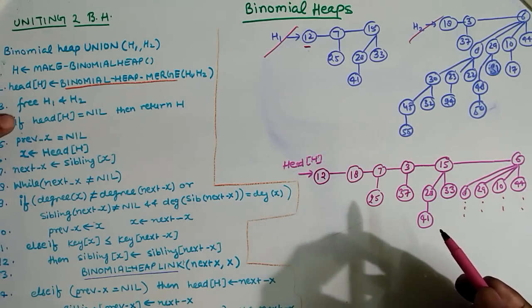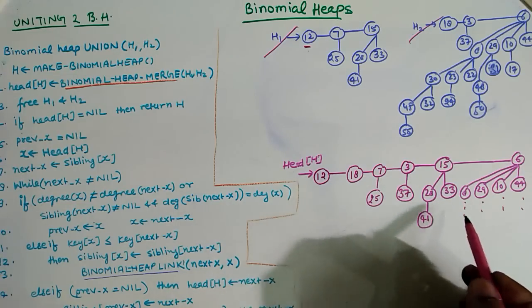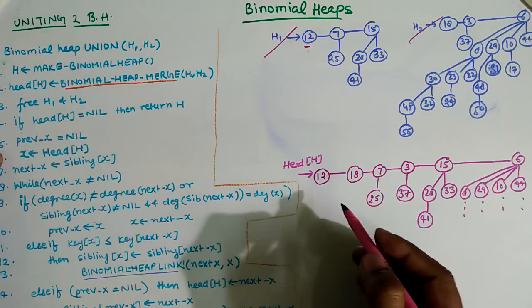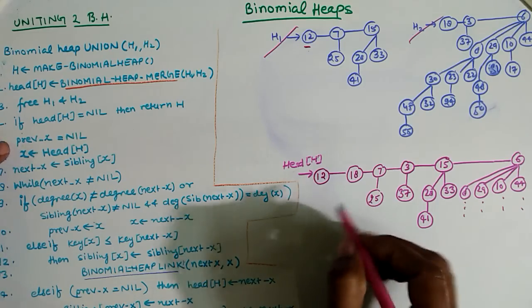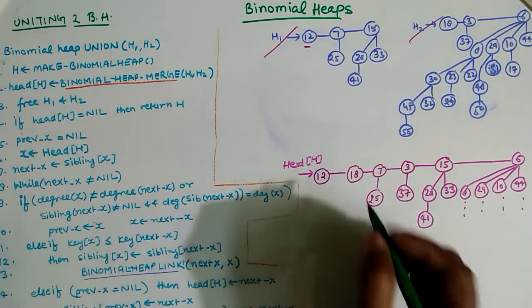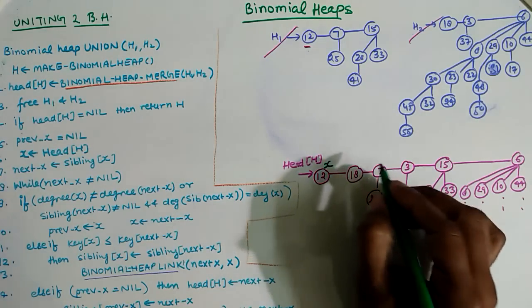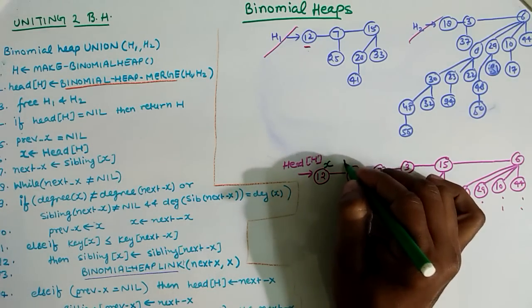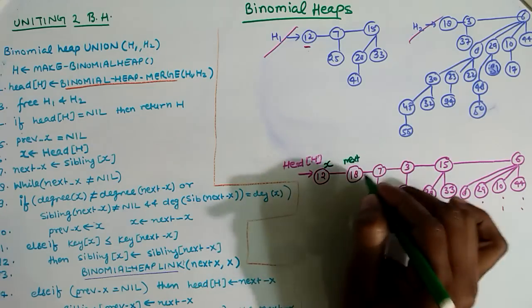Then if head of H is equal to nil, so it is not there, head of H has something, so we will continue at the fifth step. It will update the previous of x is equal to null, and x would be the head of it. So x is here now. Then next of x is the sibling of x. So sibling of x is the next node, so in the root list it will be the next node.